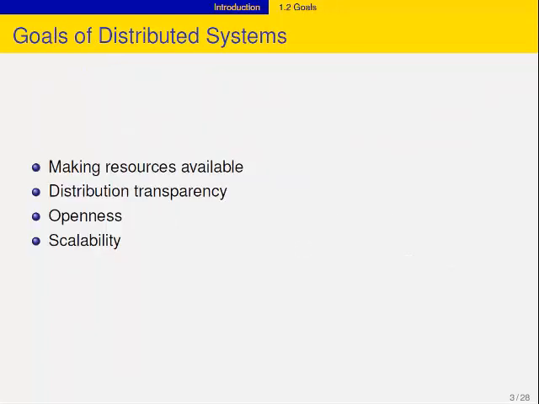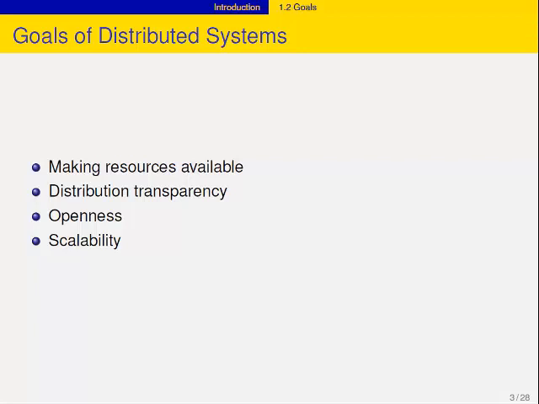Now, what are the goals of a distributed system? Well, there are basically only four. Making resources available, sure. Yeah, that's what all computer systems do. But more importantly is to hide everything that has to do with distribution. That's called distribution transparency. And then we have this obligatory stuff like be open and be scalable. Scalable is one of my hobbies. So I'll focus on distribution transparency and scalability. And I'll say a bit about openness.